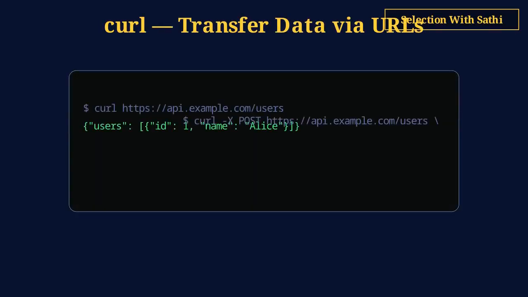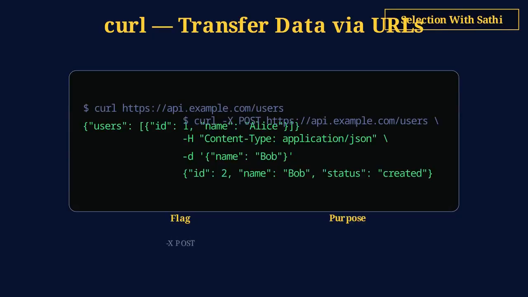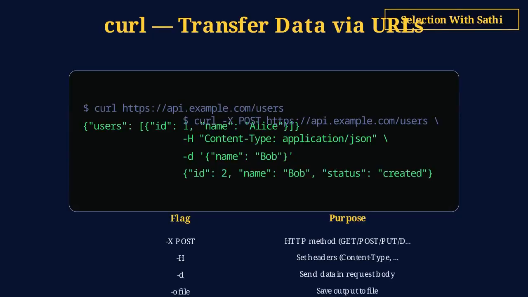Third concept: curl. Curl is a powerful HTTP client that works from the command line. The simplest usage: curl URL, it fetches the content and prints it to the terminal. -X specifies the HTTP method; GET is the default, with POST, PUT, DELETE for APIs. -d sends POST data.